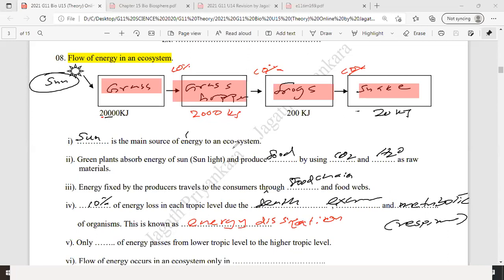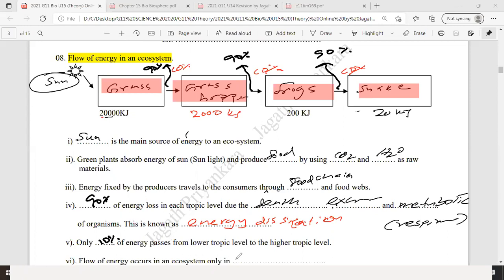Wait, there's a small correction here. Not 10%. This should be 90% loss, because only 10% passes to the next one. This 90% is lost here. 90% is not going to the next level. That is dissipation. 90% is lost. That is not going to the next level. Only 10% goes to the next level. Therefore, this will be what? 90%. What is the amount lost in each trophic level? 90%. This one you write 10%. Only 10% of energy passes to the next trophic level.